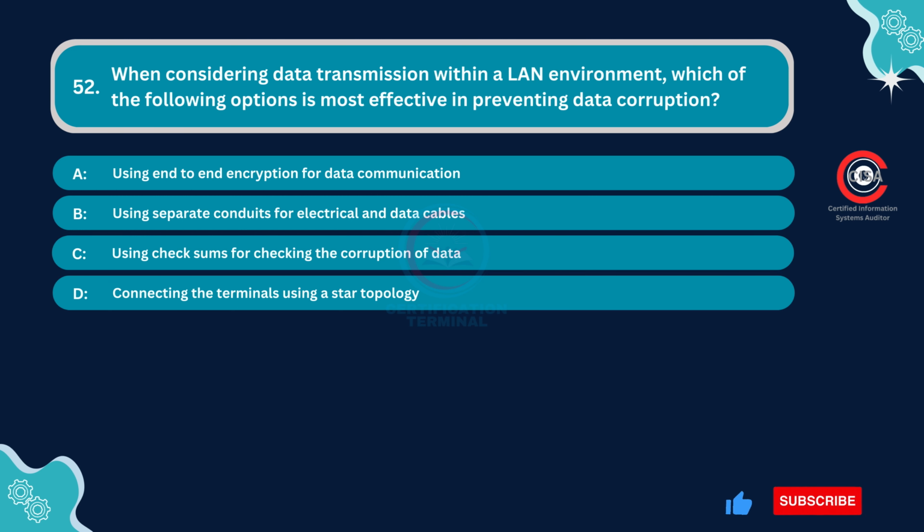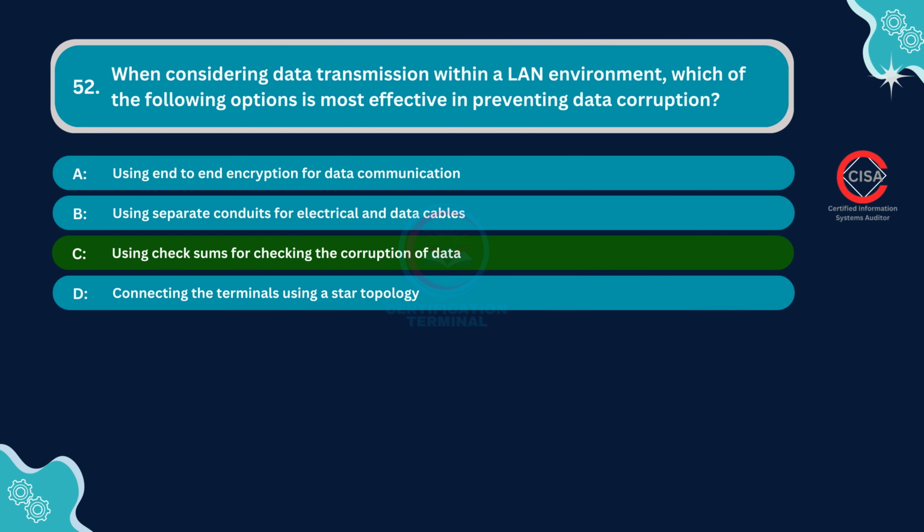The correct answer is Option C. Using checksums for checking the corruption of data. Checksums are a fundamental and efficient method for mitigating the risk of data corruption during transmission within LAN environments. Their real-time verification and minimal resource requirements make them a valuable tool for maintaining data integrity within your network.